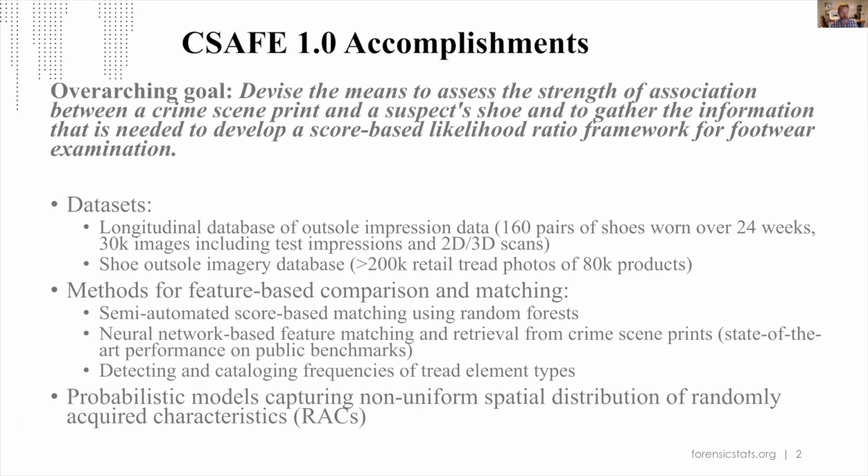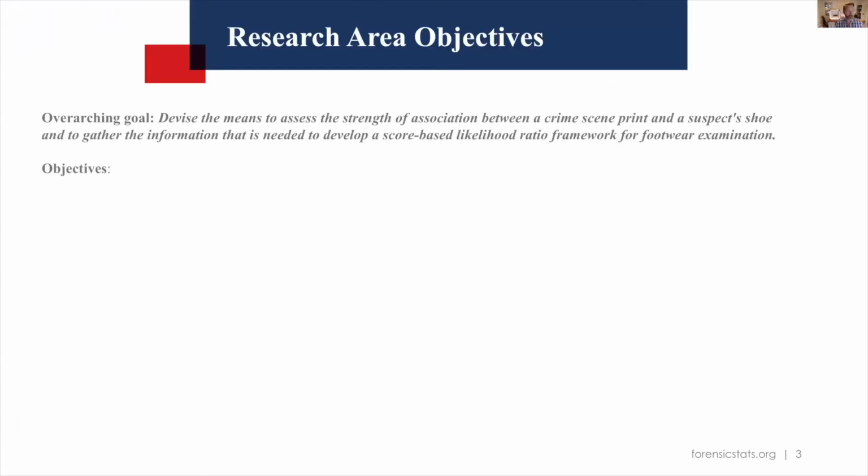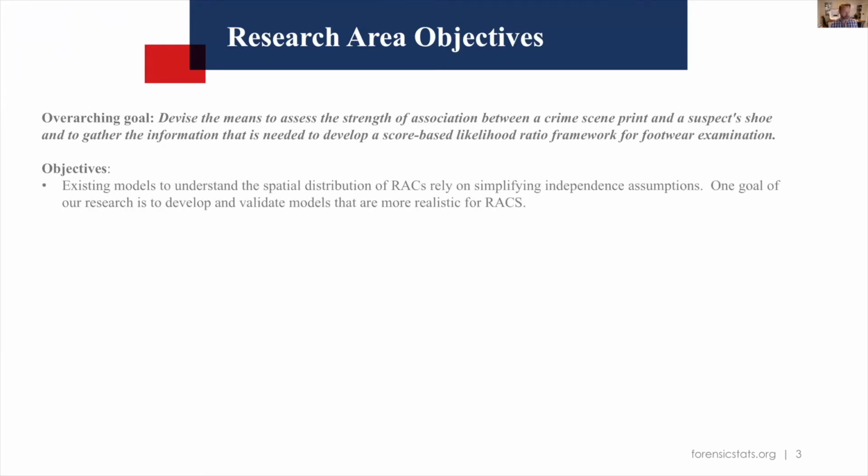So going forward over the next 5 years, what are the main objectives that we're pursuing? So first is that the existing models to understand the spatial distribution of racks often rely on simplifying independence assumptions. So one of our goals is to develop and validate models that are more realistic for racks, including understanding the persistence of racks over time and the frequency with which they actually leave evidence in impression data.